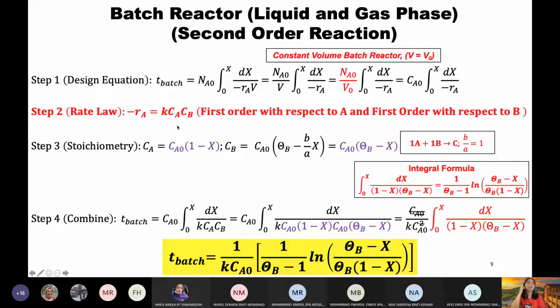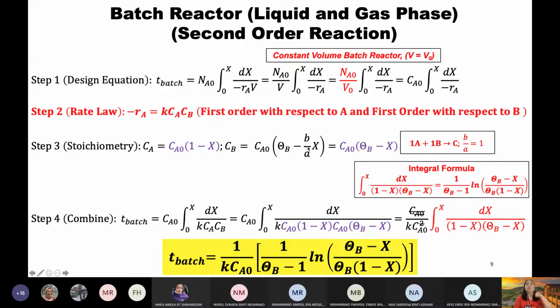Okay, so now concentration dia kita dah kena tambah satu lagi lah kan. Sebab sebelum ni we learn for CA sahaja because the rate law only involve CA. But now our third one involve dah CB. So kita dah kena derive juga concentration for B. So as I taught you in chapter 3, kalau B adalah reactant, this is the case when B adalah reactant, CB equals to CA0 in bracket theta B minus B per A X. Okay, theta B kamu dah pernah belajar kan? B per A pun kamu dah pernah belajar kan? Dia adalah the ratio of stoichiometric coefficient.